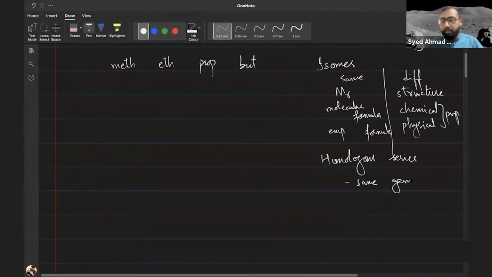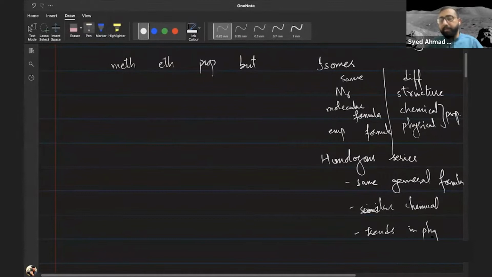So same general formula. So in MCQs they can ask you, अच्छा इसमें क्या क्या different है, इसमें क्या क्या same है. So you can just pick all of that from there. So same general formula. They have same or similar chemical properties, and they have trends in physical properties. अब trends depend किस बात पर करते हैं. मतलब अगर मैं कहता हूँ कि melting point इस चीज का ज्यादा है. So remember, the longer the chain, higher the melting point, higher the boiling point.